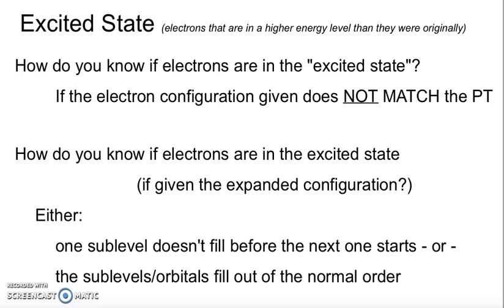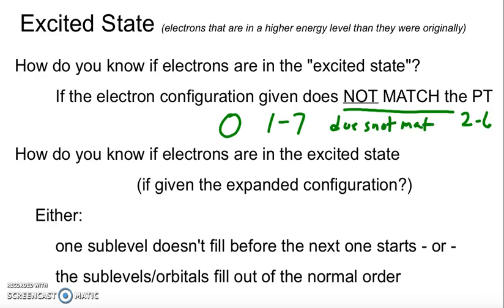The excited state, remember, is when electrons are in a higher energy level than they were originally. How do you know electrons are in the excited state? If the electron configuration does not match the periodic table. So if I gave you the configuration for oxygen to be 1-7, you know that this is oxygen because it has 8 total electrons. But according to the periodic table, oxygen is 2-6, so it does not match, and therefore it is said to be in the excited state.